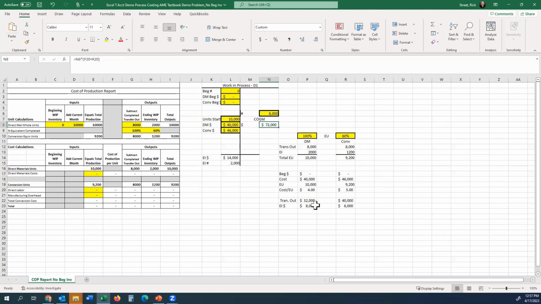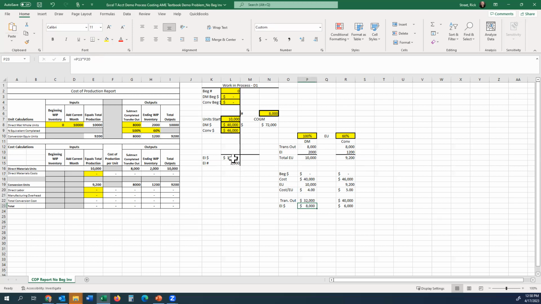Okay, so looking down here at transferred out, 32,000 of direct materials transferred out and 40,000 of conversion costs transferred out. So we calculate transferred out by multiplying 8,000 times $4 to get 32, 8,000 times $5 to get 40. Those are our total transferred out unit costs. Now what we want to do is cost out the 2,000 units that are here, and we can see that that's 14,000. How do we do that? Well, the 2,000 in ending inventory times $4 equals $8,000.